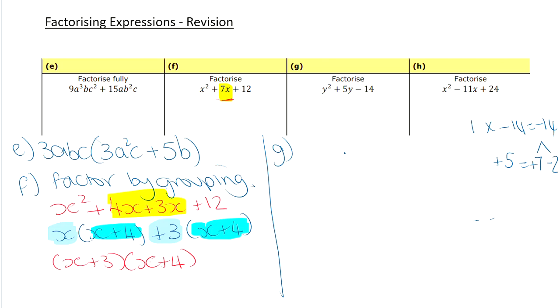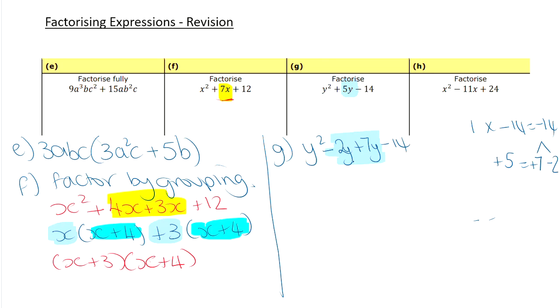So I'm going to rewrite, so I have y squared plus, and then I'm going to write my negative 2 first. So negative 2, because I want the plus 7, so this is y and this is y, to be with the 14. So I've rewritten the middle term.